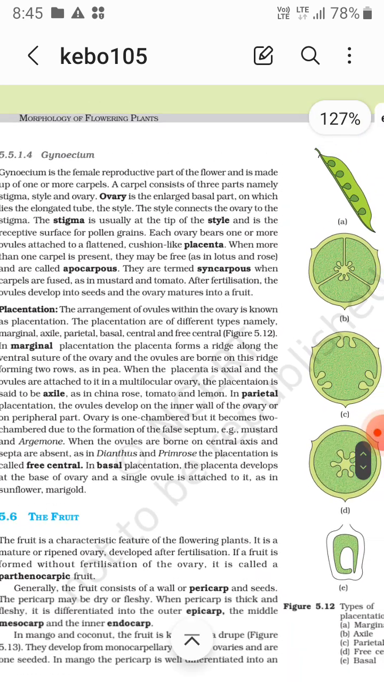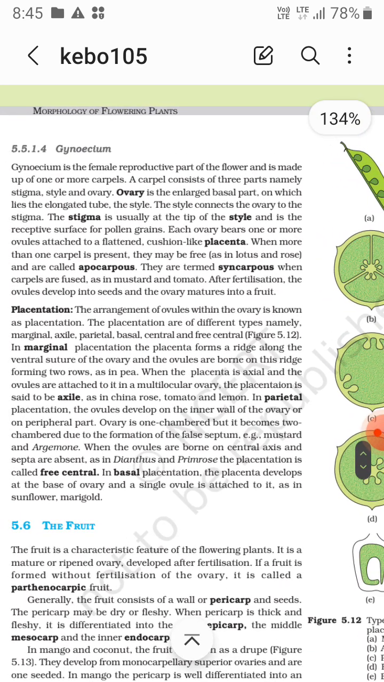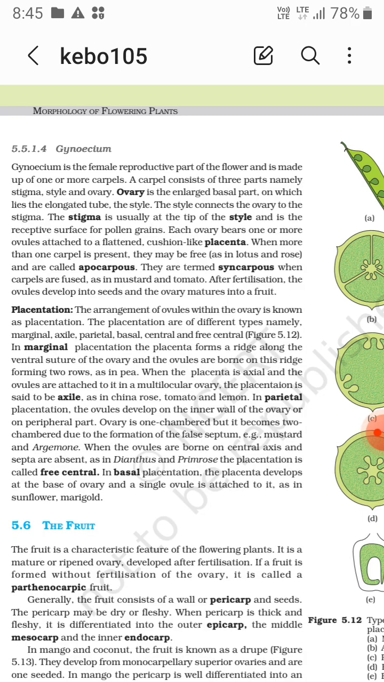Now gynoecium. Gynoecium is the female reproductive part of the flower. It is made up of one or more carpels. The carpel consists of 3 parts, namely stigma, style, and ovary. Ovary, enlarged basal part. Okay. Now style connects the ovary to the stigma, right? Now stigma, it is the tip of the style. It is the receptive surface for pollen grains. Stigma.